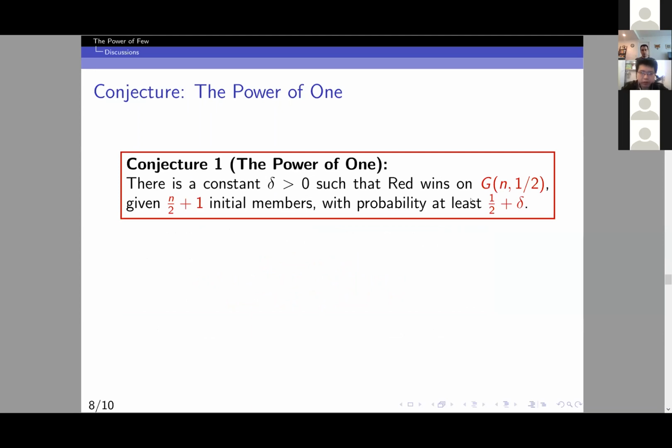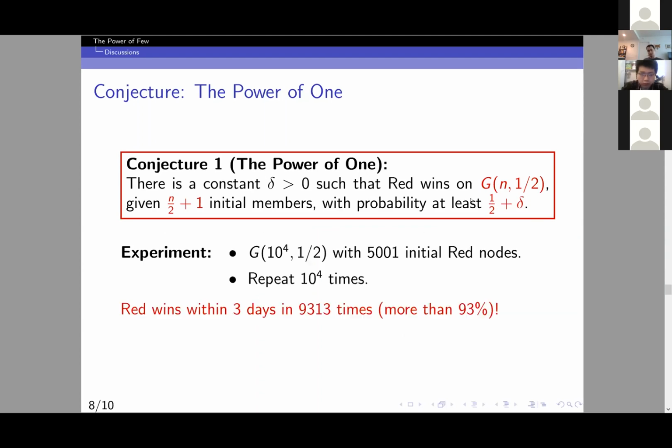So before ending, I'll talk about some interesting questions. The first one is, we've seen that for the advantage being 0, the chance that red wins will be close to 1/2. So we conjecture that with only one person as an advantage, red will be able to win with probability bounded away from 1/2. We did an experiment with 10,000 nodes, and we repeated the process 10,000 times, and it shows that the frequency that red wins is more than 93%. So it's surprising, and even more surprising is that red only needs 3 days to win, while we proved it for 4 days. So the proof is still open.